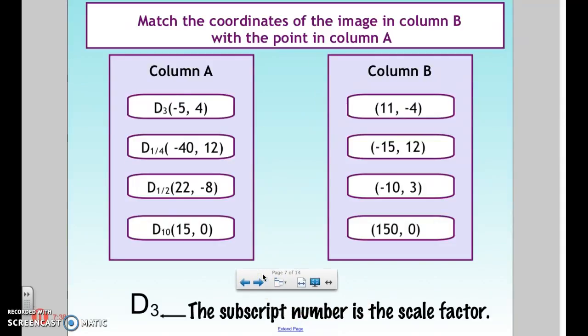Now is matching. On your paper, I want you to draw lines connecting the rules to the final answers. This one, the rule is a little bit different because you can see a little subscript number beside the D, D meaning dilation. So this little 3 in this example at the bottom of the paper is the scale factor, meaning I'm going to times all numbers by this value. So if I was looking at D sub 1/4, this is scale factor of 1/4, meaning I'm going to times both values by 1/4. I would pause the video, try your multiplication, draw your lines from column A to column B, restart to see the answer.